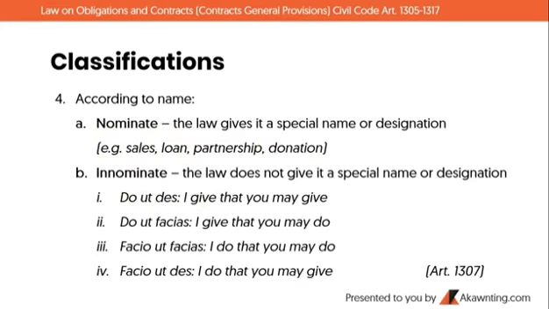According to name naman. When we say name, okay, ayan. We have the nominate and innominate contracts. So, pag sinabi nating nominate contracts, the law gives it a special name or designation.